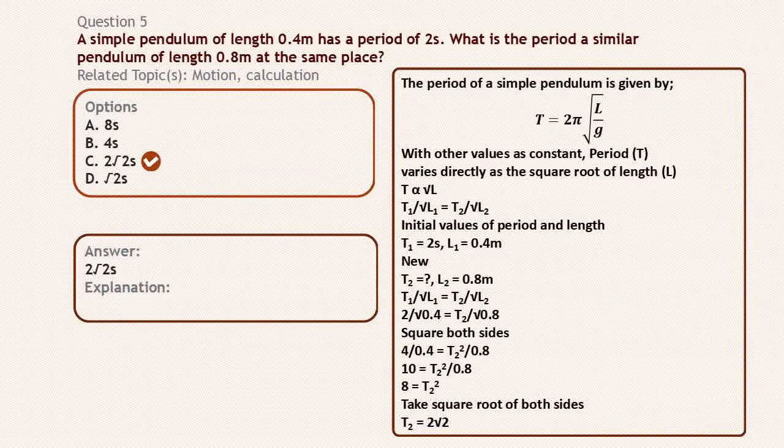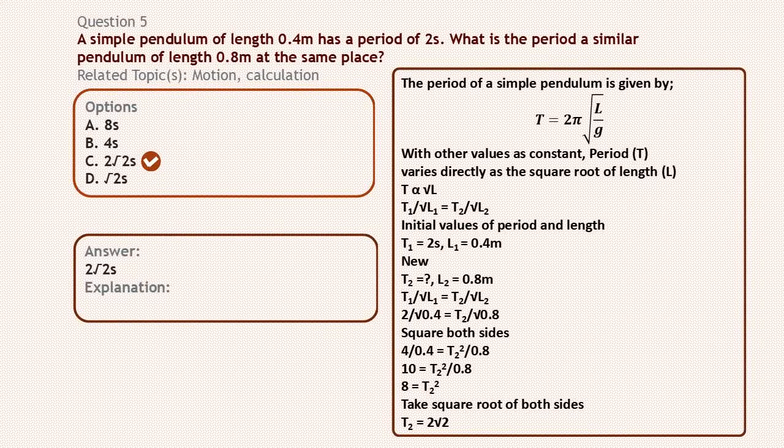If you turn this into an equation, it becomes T1 over root L1 is equal to T2 over root L2, where T1 means the initial period and L1 the initial length, while T2 is the new period and L2 is the new length. The initial period is 2 seconds with a length of 0.4 meter. So you have T1 as 2 seconds, L1 as 0.4 meter.